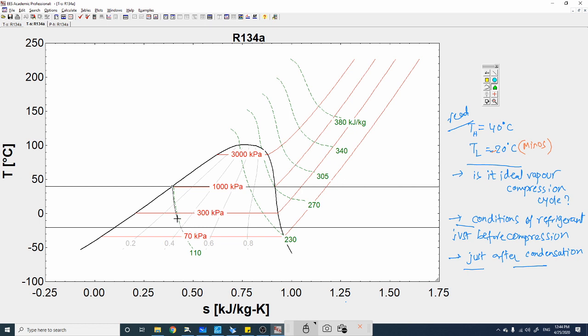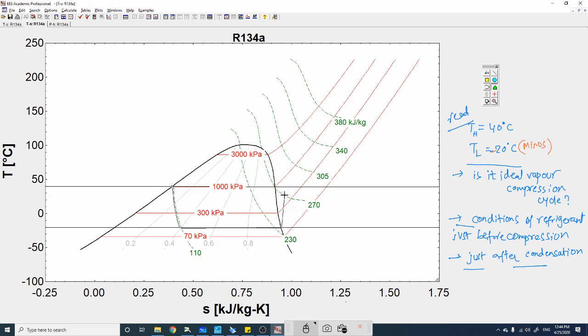If you don't find a parallel line, you have to interpolate between two lines. So once we maintain this parallelism, we can complete our expansion process. Then we have to see where we have to look: at the end of the evaporator section, or just at the inlet of compression. So we are told again that if it is a saturated vapor, we know where to look.